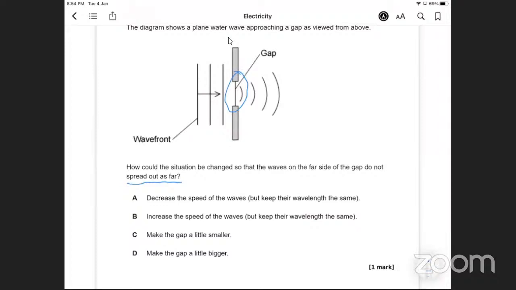Right, right. So your answers are coming through. Please think about it a bit more. They're asking you, they don't want them to spread out as far. The key word there is to spread out as far. We want them not to spread out as far. So what do you have to change about the gap so that they don't spread out as far? Think about it.